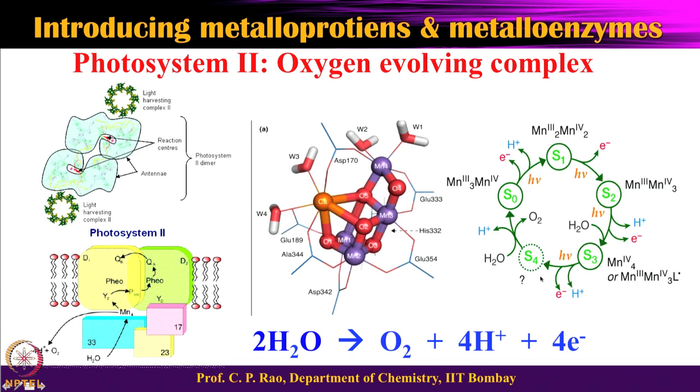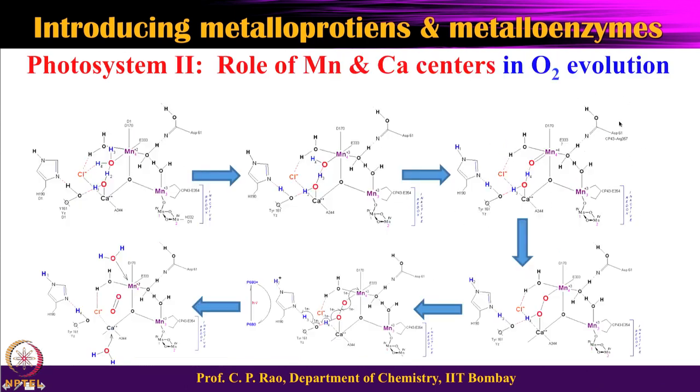It is probably at this stage where the oxygen is evolved and the system is regenerated. So, overall the protein goes through S0, S1, S2, S3, S4 with the 4 photon signals, 4 electrons, 4 protons, etc. You have the 4th manganese and the calcium, both having water molecules. These are the 2 water molecules involved in the O2 evolution.